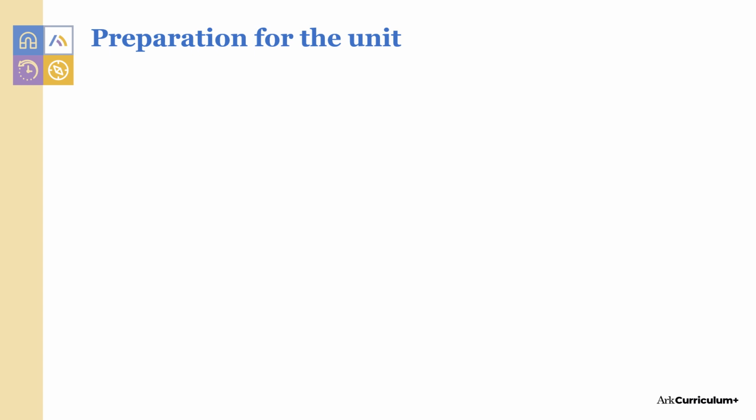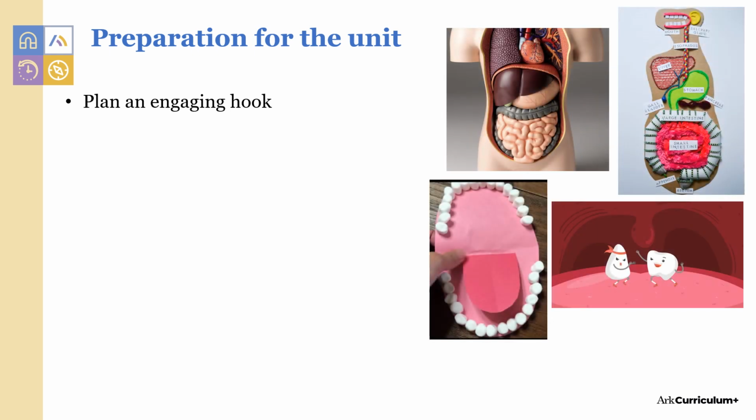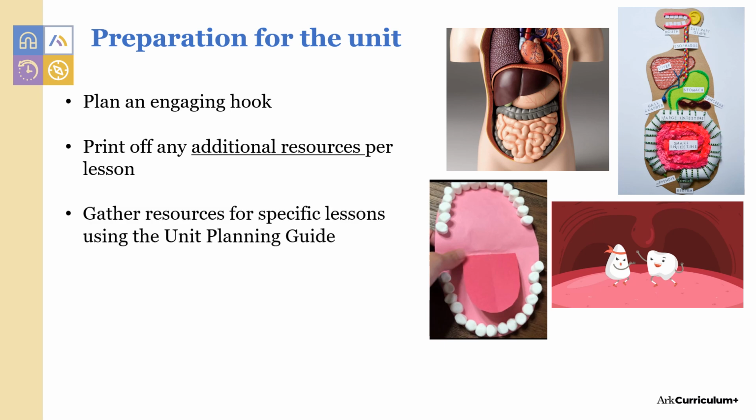Besides reading through the unit resources before you begin teaching, for every unit there are elements that will need to be planned in advance by the class teacher. You could plan an engaging hook. You could look at a model, create some art, or watch a video. You may need to print off additional resources. Not every lesson will have these, so make sure you check before you teach. And you'll need to gather resources for specific lessons, such as lessons with investigations, and check for this using the unit planning guide.